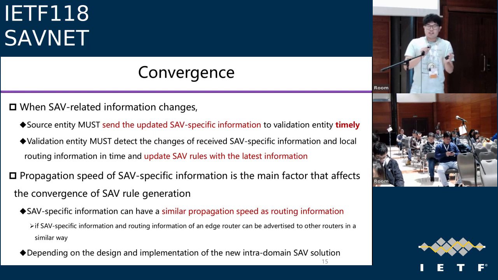And to guarantee convergence, when SAV-specific information or local routing information changes, the source entity must send the updated information to the validation entity in a timely manner, and then the validation entity must detect the changes and update SAV rules with the latest information. But the propagation speed of SAV-specific information is the main factor that can affect the convergence of SAV rule generation. If SAV-specific information and routing information can be advertised to other routers in a similar way, the two kinds of information can have a similar propagation speed. But this depends on the design and implementation of the new solution.